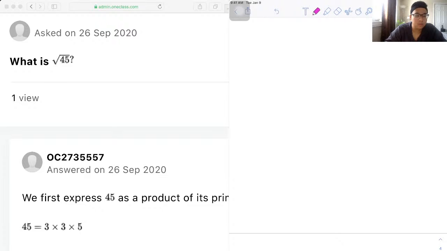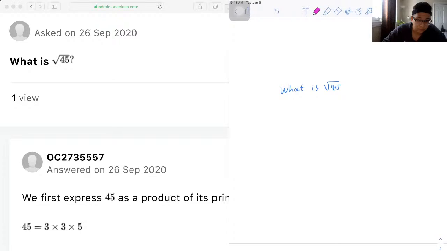So coming up, we have our next question. It's asking us, what is root 45? So whenever we come across a question asking us what is root something, we always need to express whatever is inside the square root as a product of its prime factors.